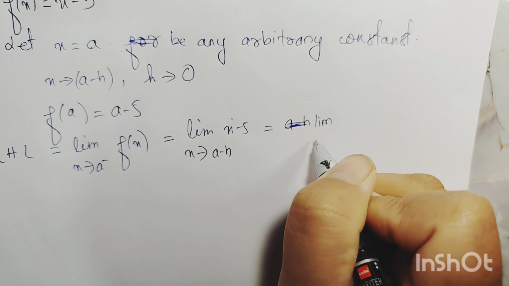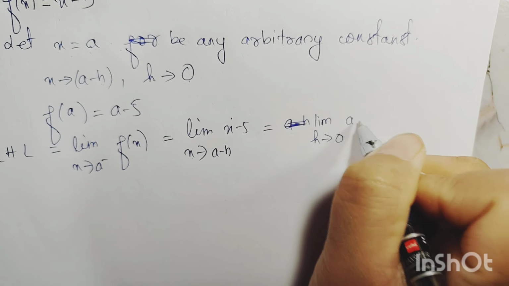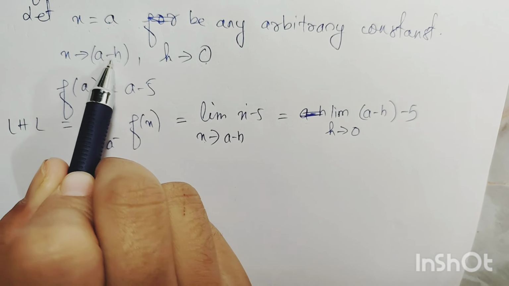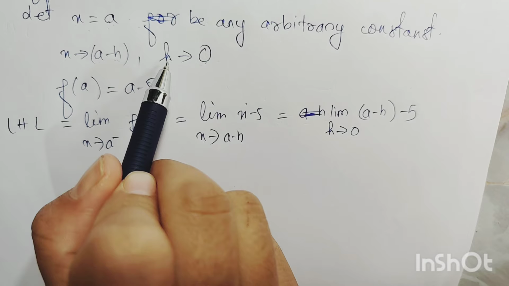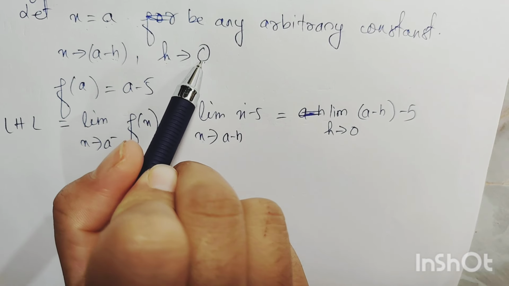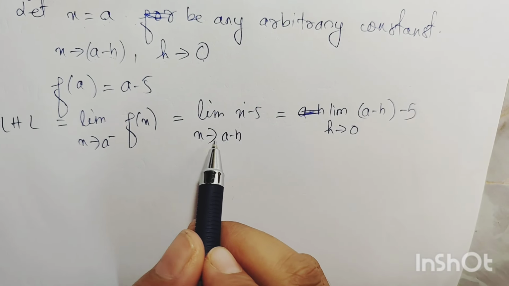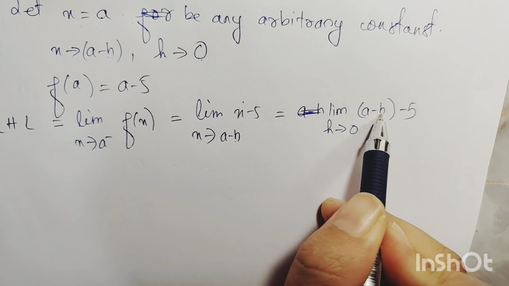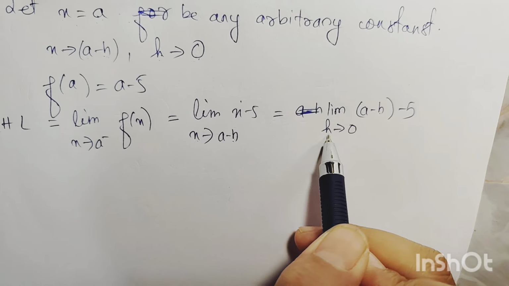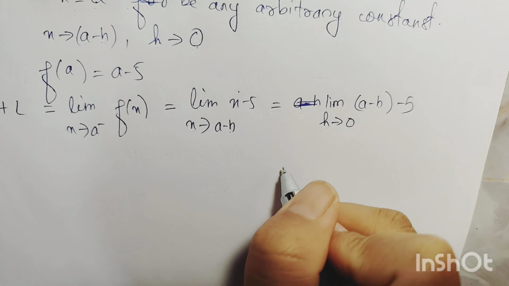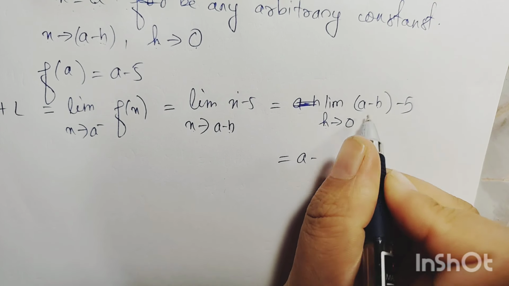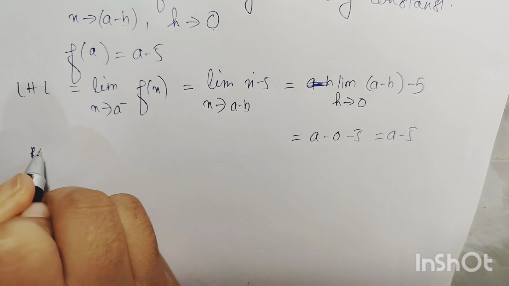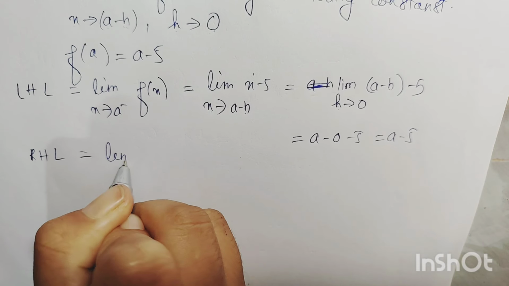Limit of h tending to 0, a minus h minus 5. As h tends to 0, x tends to a minus h, so the limit is the same as x tending to a minus h. When h tends to 0, the value of a minus h becomes a minus 5.